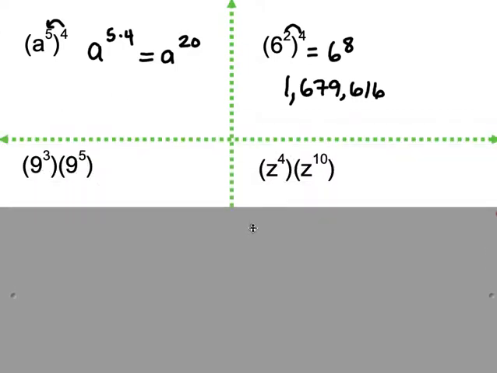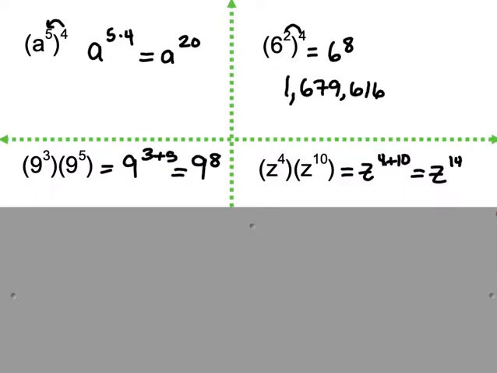Now the other one was that they have the same base. We add the exponents. So 9 to the third times 9 to the 5th means I have 3 9s multiplied together with 5 9s multiplied together. So what we do is we add the exponents. 3 plus 5 is 8. Now 9 to the 8th is really big, so I'm just going to leave it alone. Z to the 4th times Z to the 10th. Same base, we add the exponents. 4 plus 10 is Z to the 14th. So those are some basic problems.